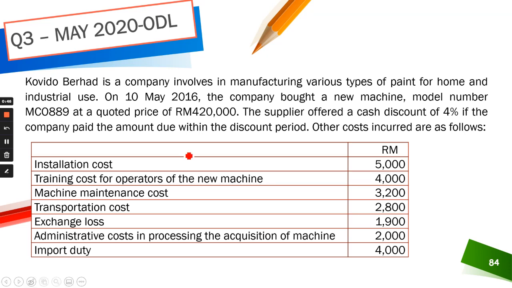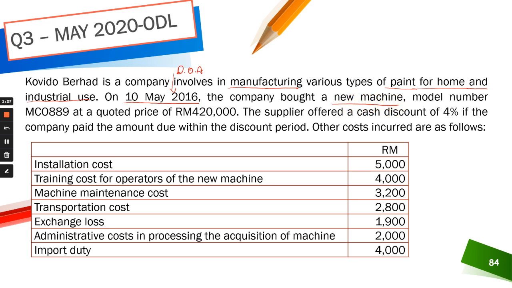Question 3. Let's read the question first. Kovido Berhad is a company involved in manufacturing various types of paint, for home and industrial use. This is telling us that they are involved in the production of paints. And on 10 May 2016, the company bought a new machine. 10 May is the date of acquisition of the new machine.